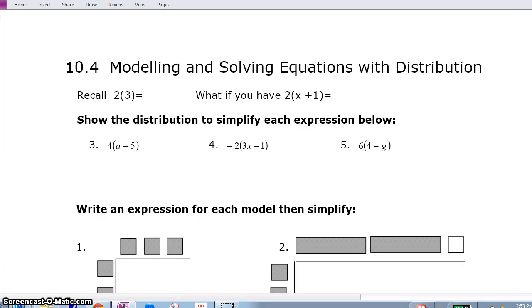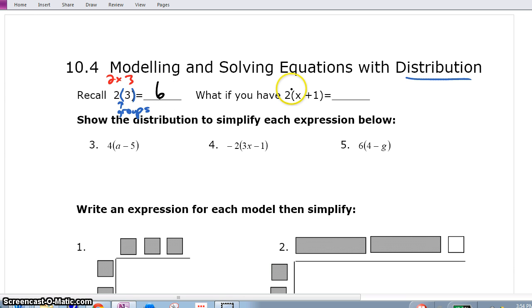Alright, our last step in modeling and solving equations here, and we're using the distributive property that we introduced the other day. So remember, if you're seeing something like this, you're thinking about two groups of 3, or you're thinking about 2 times 3. So in total, what we have there is 6.